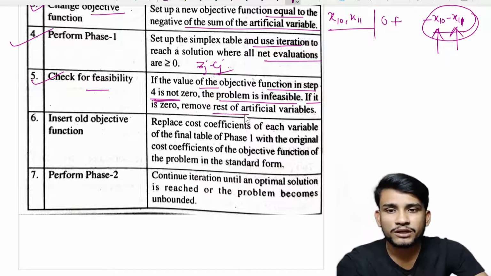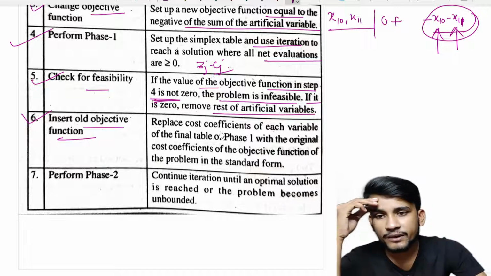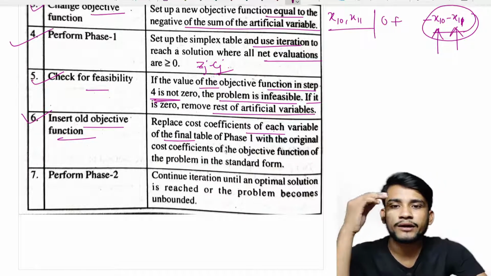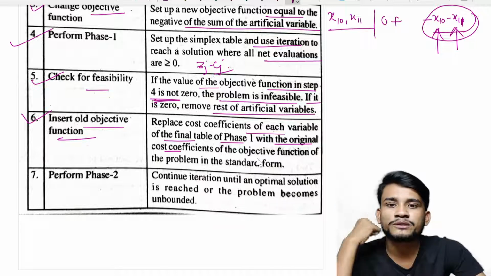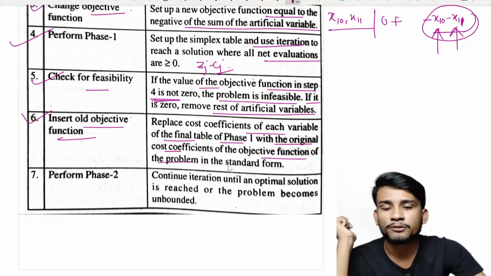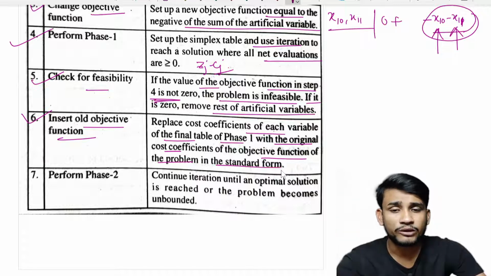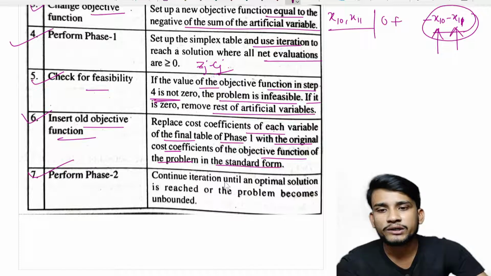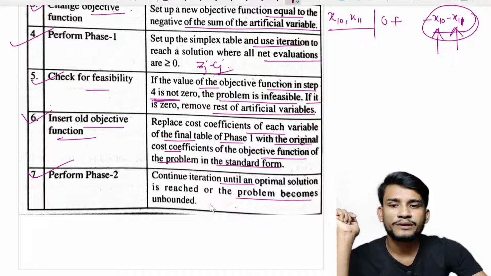So remove the rest of the artificial variables, insert the old objective function, and replace the cost coefficient of each variable, that is, now we take the original objective function in the final table of phase 1 with the original cost coefficients of the objective function of the problem in the standard form. Then we solve the same way as we use in the simplex method. Okay, and perform phase 2, continue iterations until the optimal solution is reached or the problem becomes unbounded.